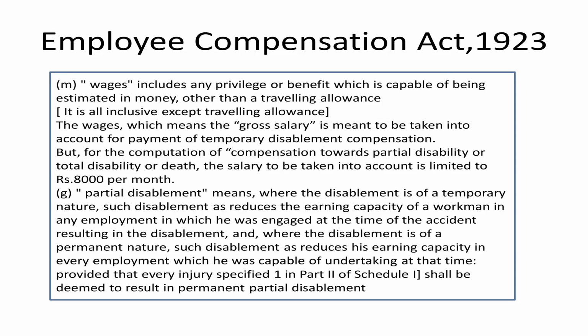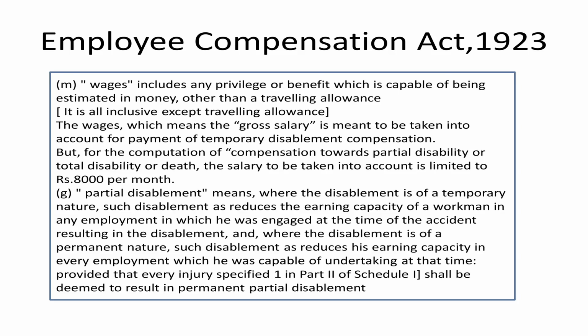Here partial disablement means where the disablement is of a temporary nature, that is, disablement or reduced earning capacity of a workman. And where the disablement is of a permanent nature, such that it reduces earning capacity in every employment he is capable of undertaking at that time, any injury specified in Schedule 2, Part 1 shall be deemed to result in permanent partial disablement. So here partial disablement is temporary in nature, whereas permanent partial disablement is as per the injuries mentioned in the schedule. What permanent partial disablements are mentioned in the schedule amounts to permanent partial disablement.